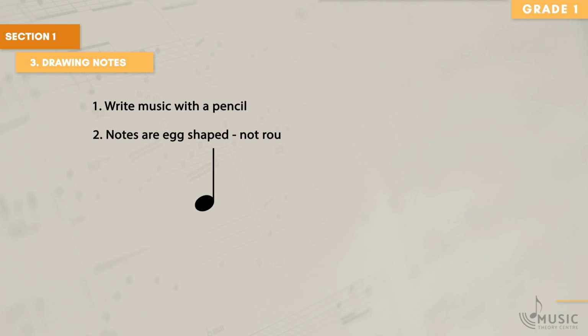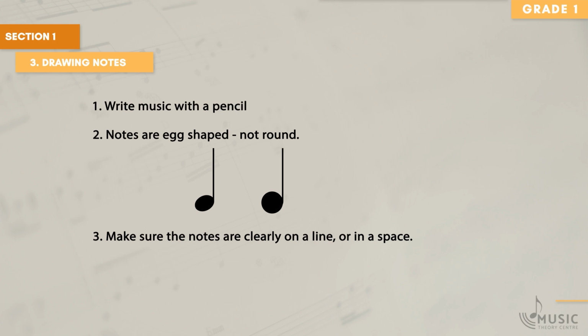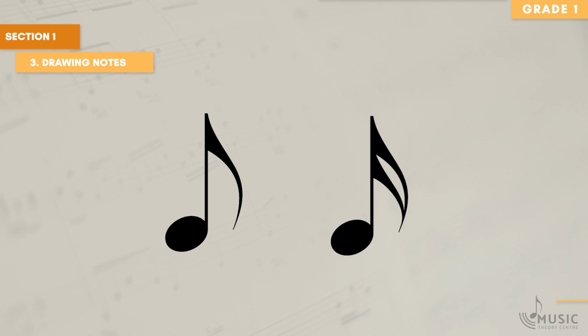Notes are egg-shaped, not round. Make sure the note is either on a line or in a gap. Don't let it overlap. Musicians won't know which note to play, and you may lose marks if it's not clear. Make sure the semibreve and minim, whole note and half note, have a clear gap in the middle, and make sure the other notes don't. Quavers have a flag attached to the stem, and semiquavers have 2 flags.